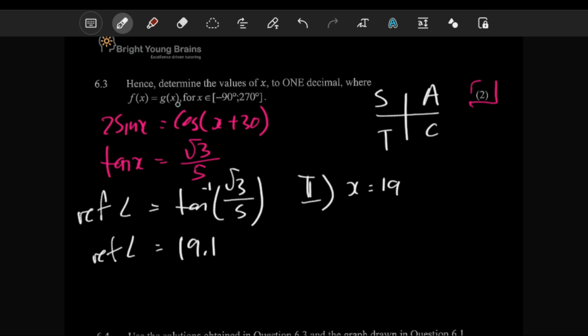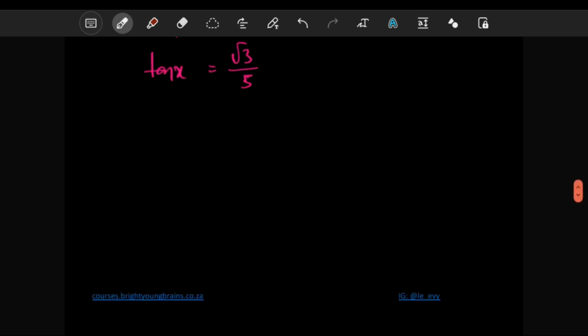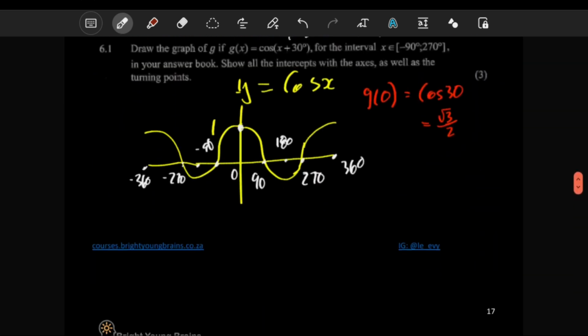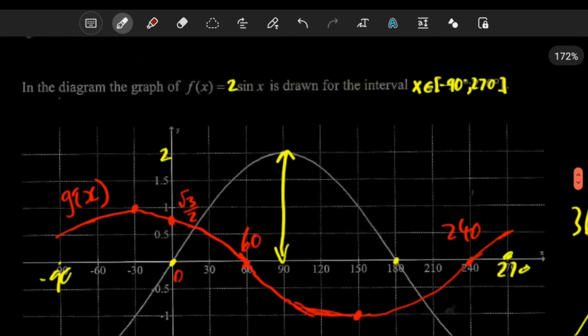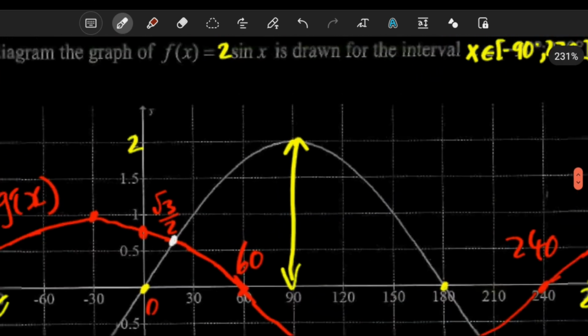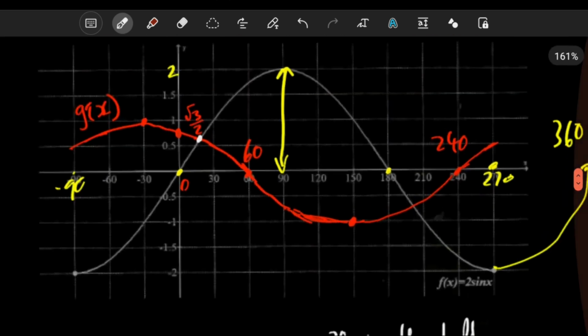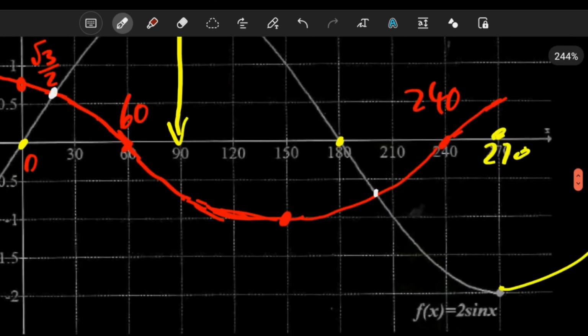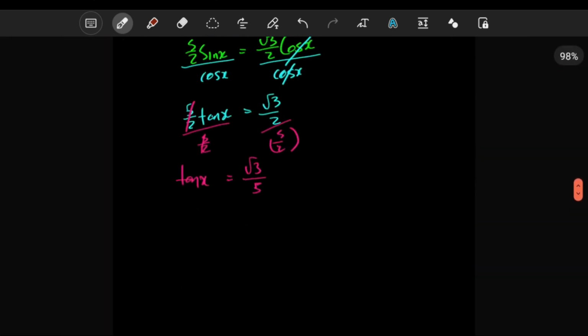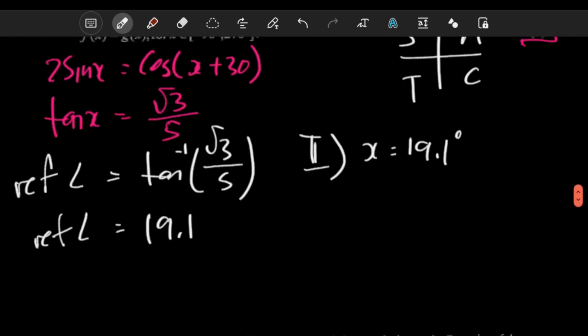They didn't say get the general solution, they just wanted to work out where they meet. So this is just 19.1. Let's double check if that's viable. Yep, that does look like 19.1. The other point where they meet is somewhere here. So we want something in the 190s. Let's see if we can get that here.